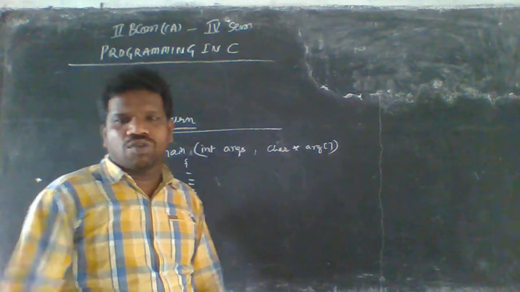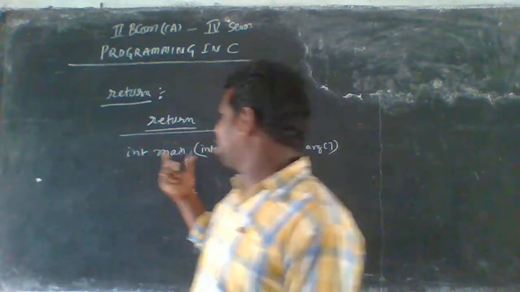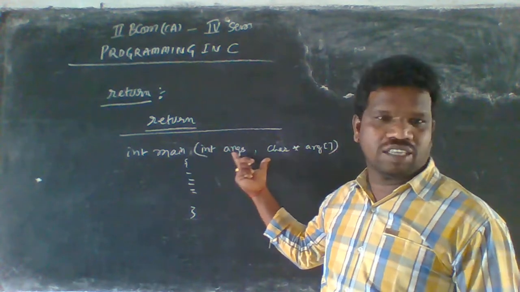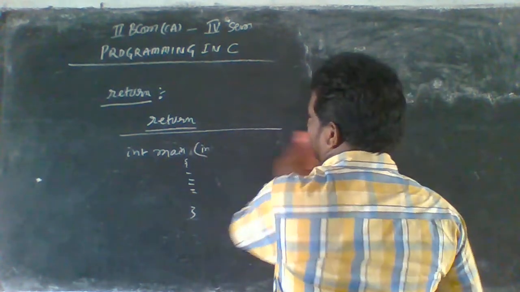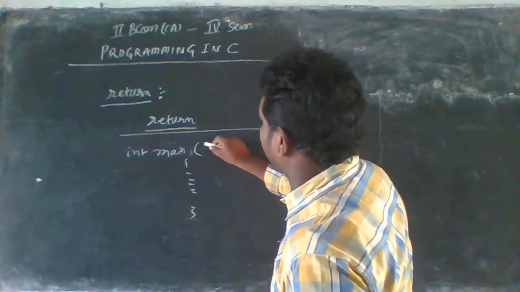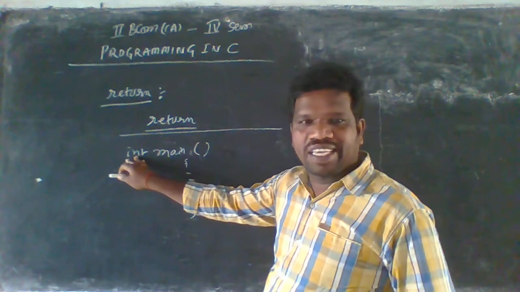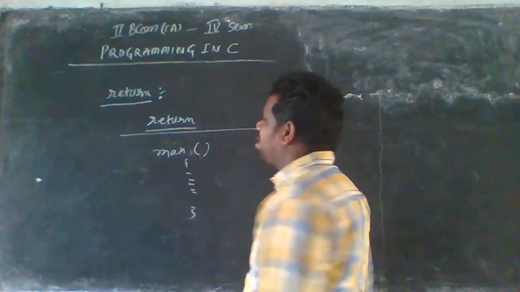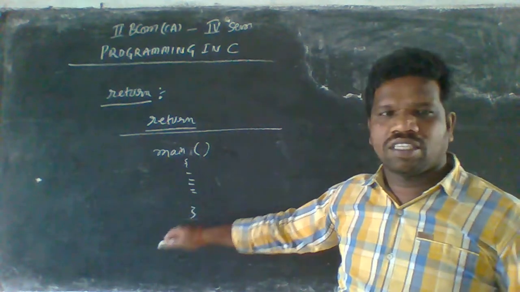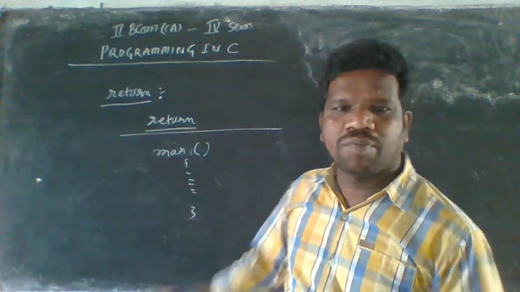Generally, we are not specifying any parameters in the main function, so we simply place empty parameters, which is the default. Then there is no need to specify int as the return type. This is the declaration of the main function, which we generally use in C programs.